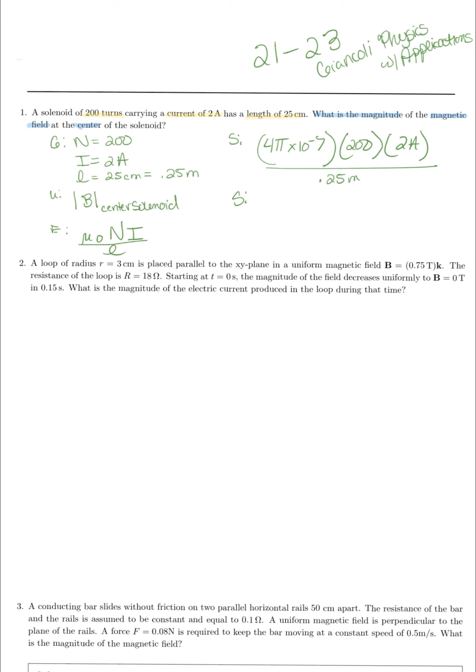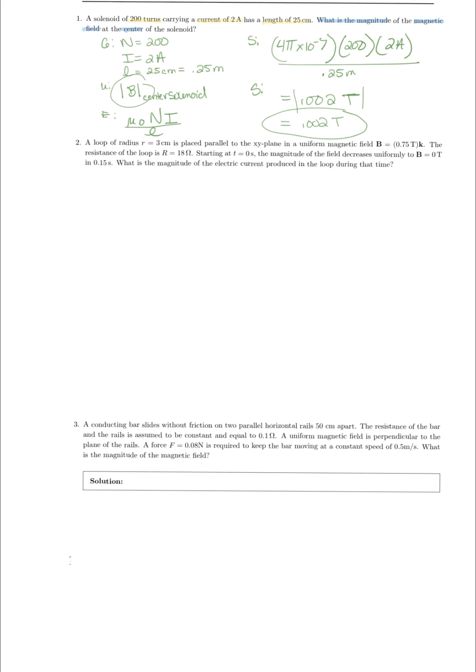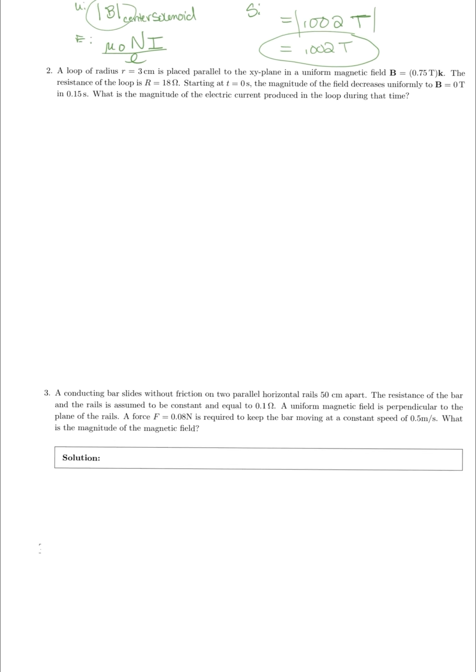And when you put that into your calculator, you're going to get 0.002. And remember, Tesla is what we use for the magnetic field. And this is just magnitude, which is already positive. So it's 0.002 Teslas is the magnitude of the magnetic field at the center of the solenoid. So again, it just fell together really easily when we saw that we had an equation that we could use. Okay, so let's go now to this one.